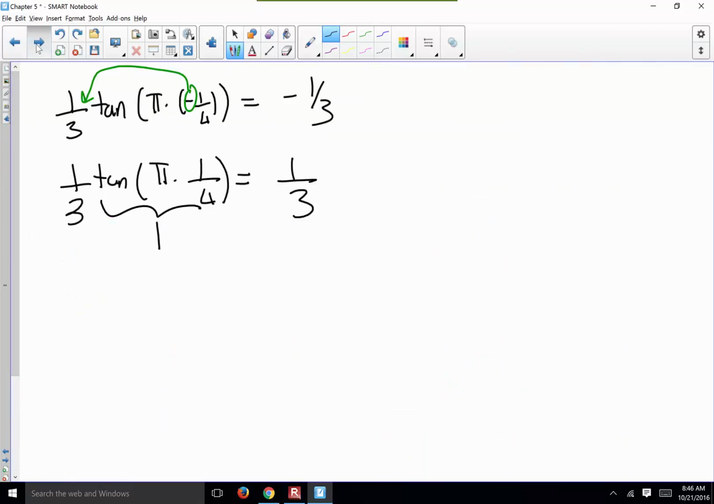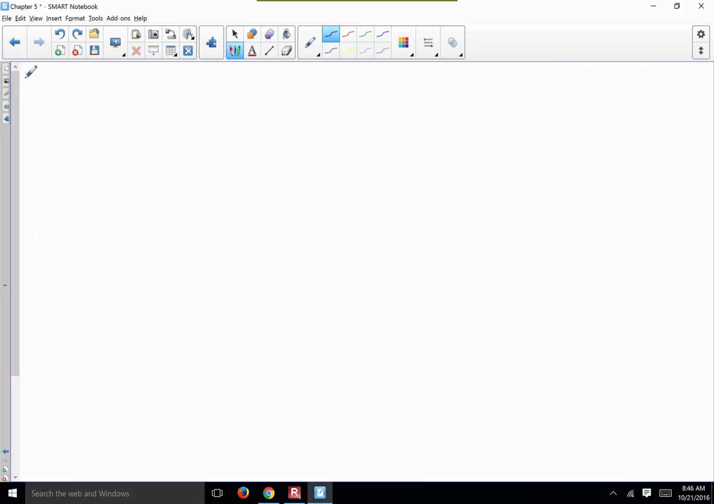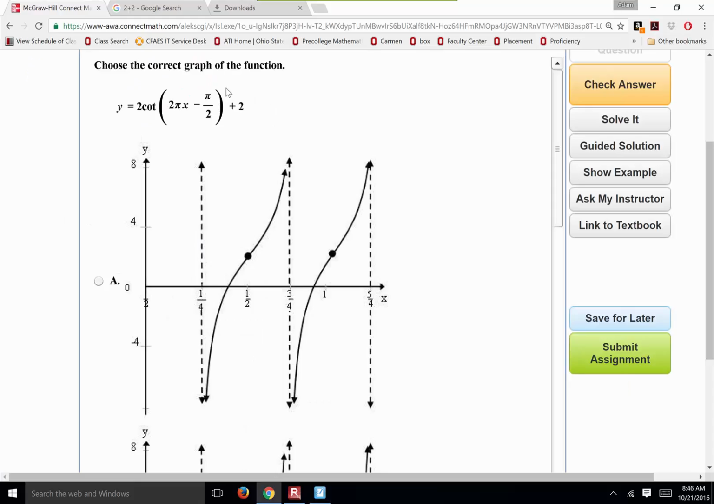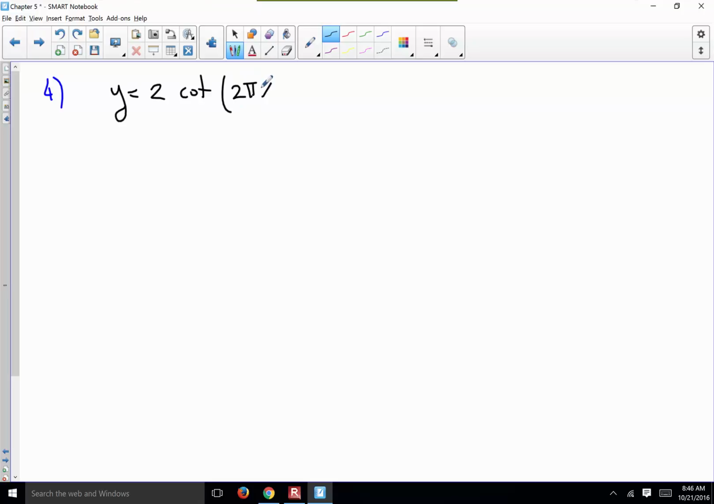Which I didn't copy, I believe. We can just copy that question here. It is f of x equals 2 cotangent of (2 pi x minus pi/2) plus 2. Alright, this is a stretch, this is up. I know these are easy. Stretch, stretch. They're no big deals. What concerns me is the inside. I will first make the inside, okay?